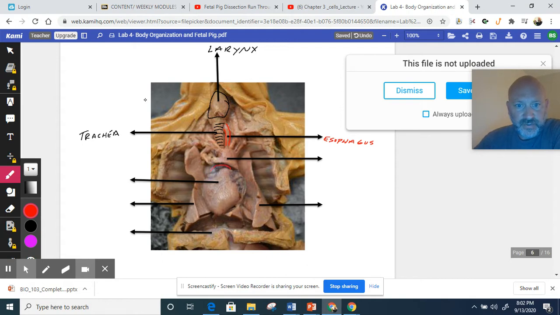This structure right here is the heart. You can see we have two chambers that sit up on top. This is the right atrium, and this is the left atrium. These structures are also sometimes referred to as the auricles, but we're just going to label the whole thing as a heart. Sitting on top of the heart is a gland. This is the thymus gland.